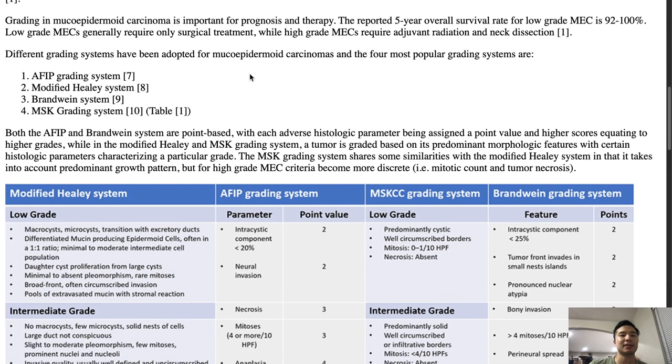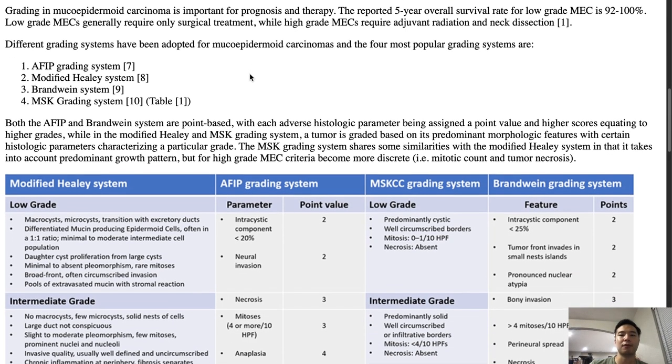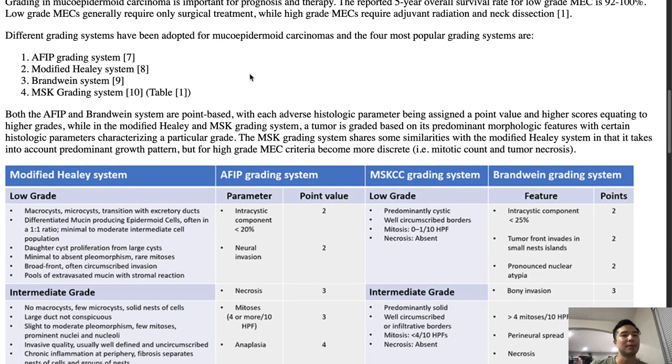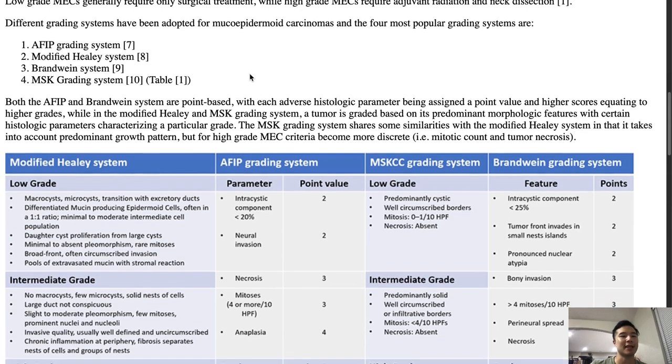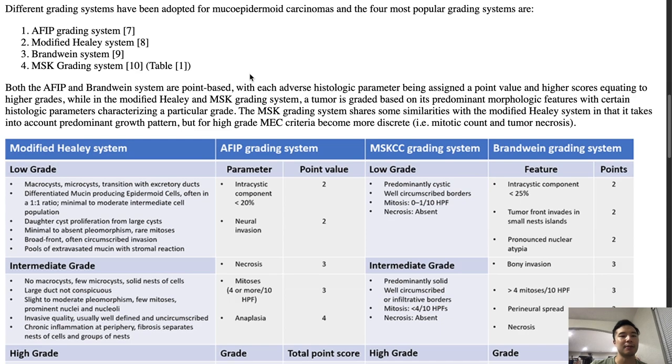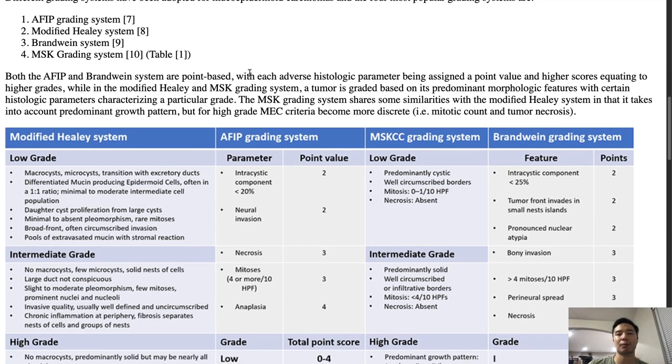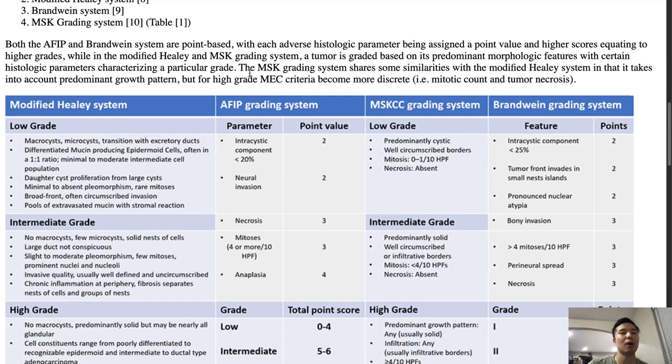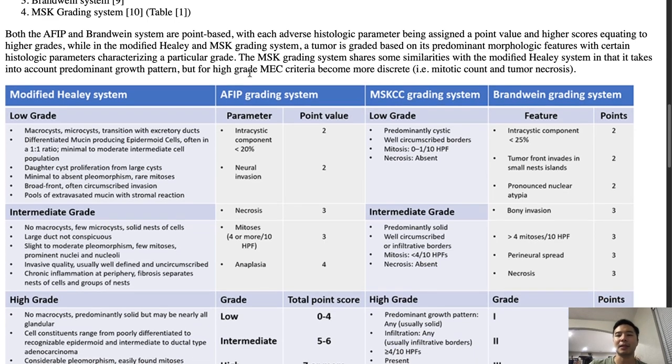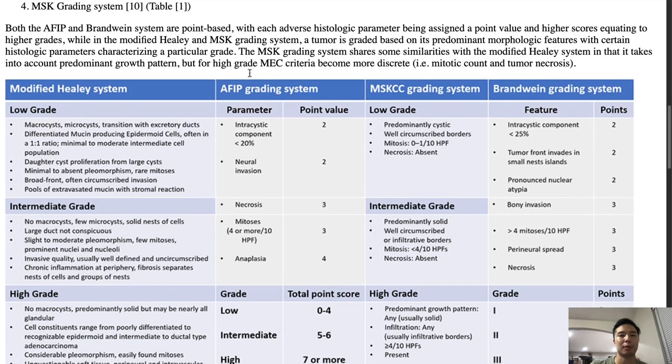There are different grading systems that have been adopted for mucoeps, and the 4 most popular grading systems, yes, there are 4, are the AFIP grading system, modified Healy system, Brandwein system, and MSK grading system. Both the AFIP and Brandwein systems are point-based, with each adverse histologic parameter being assigned a point value and higher scores equating to higher grades. While in the modified Healy and MSK grading systems, a tumor is graded based on its predominant morphologic features with certain histologic parameters characterizing a particular grade.